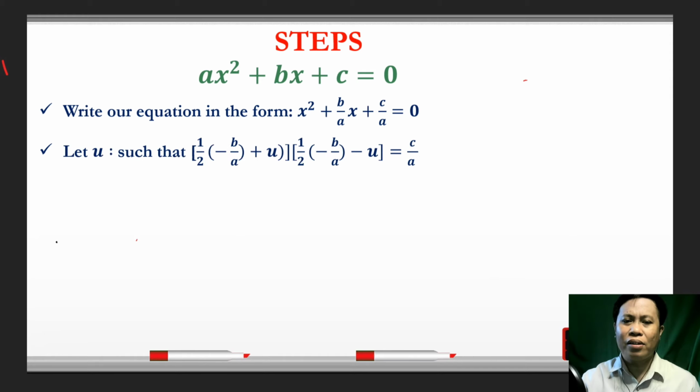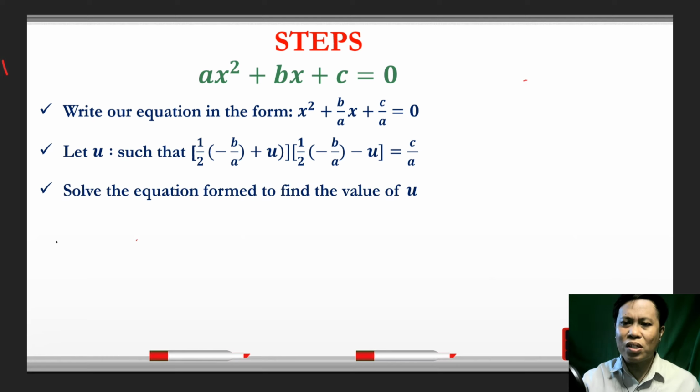Then we'll assign another variable. So let's say let u such that half of the additive inverse of the coefficient of x plus u times half of the additive inverse of the coefficient of x minus u equals c over a, or the constant. Then you have to solve this equation form to find the value of u.